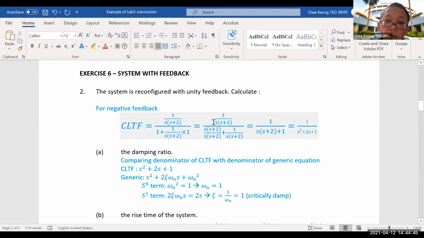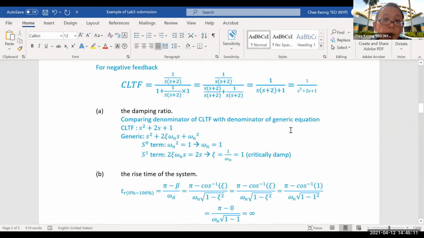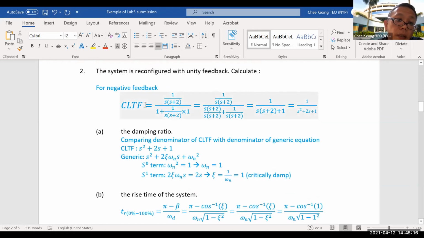Right now, because the top and the bottom have the same denominator, the denominator can be cancelled away. So what is left is the numerator on top and the numerator at the bottom, which is S plus 2 plus 1. If you multiply and expand it out, it will become 1 over S squared plus 2S plus 1. So this is your closed loop transfer function that you simplify and find out to be. Now, for the damping ratio, if you were to calculate it theoretically, this is your closed loop transfer function, and this is the denominator of the closed loop transfer function, repeated here, right?